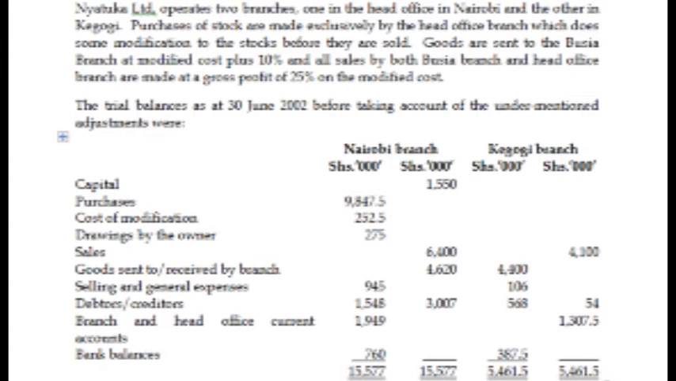Goods are sent to the Kegogi branch at modified cost plus 10%, and all sales by both Kegogi branch and the head office branch are made at a gross profit of 25% on the modified cost. The trial balance as at 30 June 2015, before taking account of the undermentioned adjustments, we have been given for the Nairobi branch and Kegogi branch. There is capital, purchases, cost of modification, drawings by the owner, sales, goods sent to or received by the branch, selling and general expenses, debtors and creditors, branch and head office current accounts, bank balances.